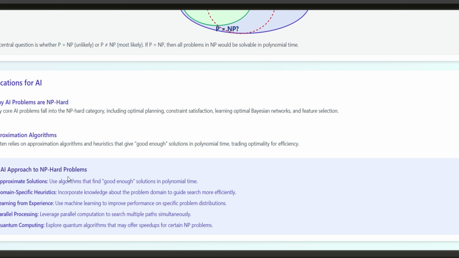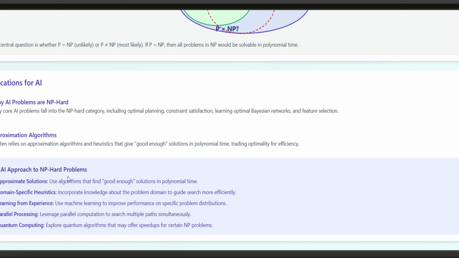And parallel processing also helps. If you have multiple processors running at the same time, you can try out different solutions in parallel, which speeds things up. And in more experimental areas, there is quantum computing, and some quantum algorithms might be able to speed up search in specific cases, though that's still very much in early stages.